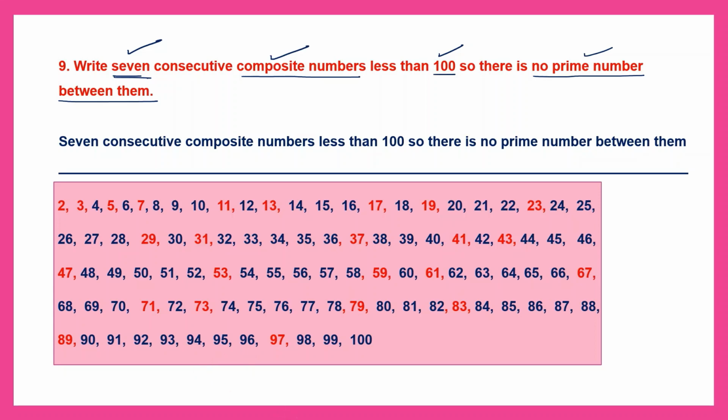Can you see this? This last row we have from 90 to 96. So let's write that down. 7 consecutive composite numbers are 90, 91, 92, 93, 94, 95 and 96. So these are all composite numbers and they are one after the other. We have 7 and they are less than 100 and there is no prime number between them. So we have fulfilled all the conditions here.